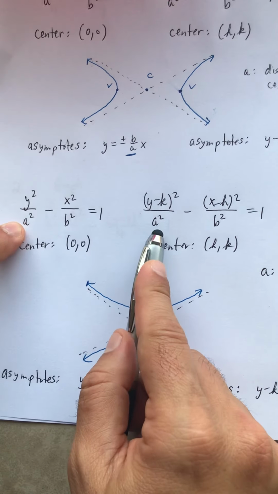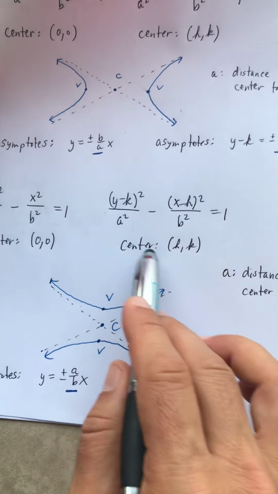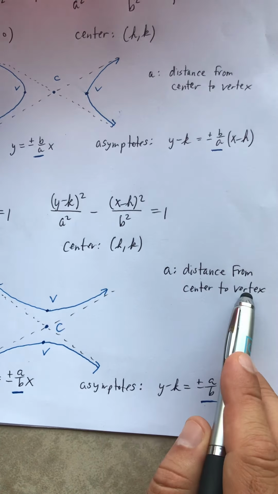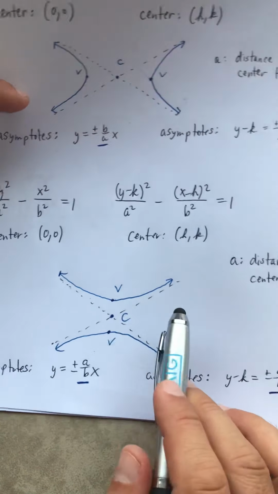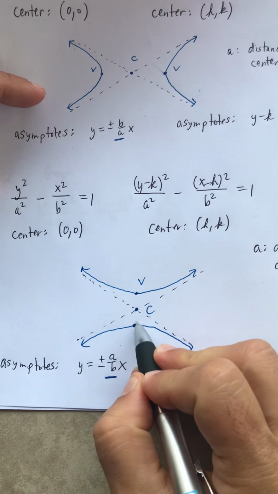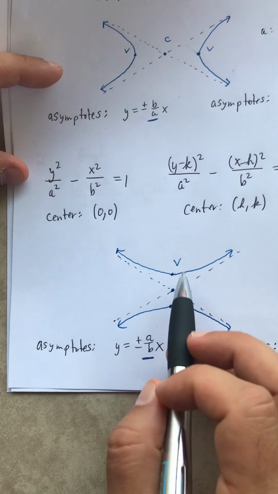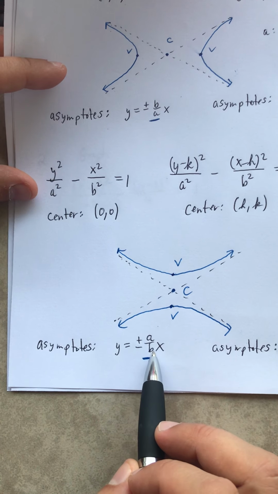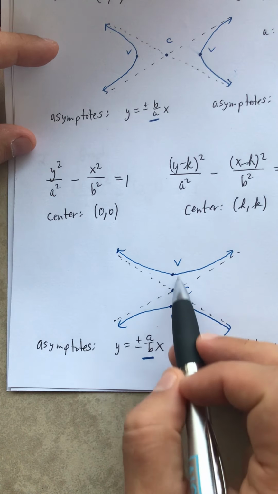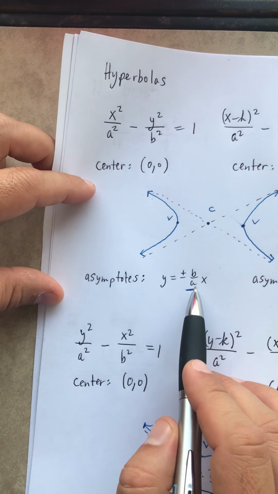Again, a is always on the left. Again, here the center is 0, 0. Here the center is (h, k). A, again, is still the distance from the center to the vertex, just like in the one above. So from this center to these two vertices is the distance of a. From here to here is a, from here to here is a units. Now the only thing that's different when it opens up and down is the slope of the asymptotes is a over b, positive a over b and negative a over b. So when it opens up and down, the slope is a over b. When it opens left and right, the slope is b over a.